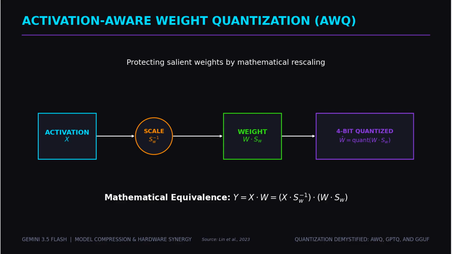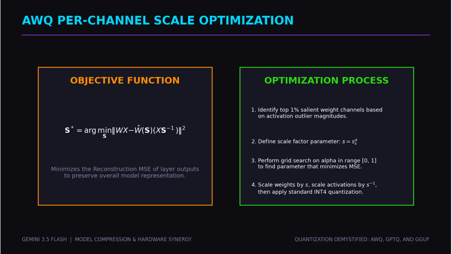Activation-aware weight quantization, or AWQ, solves the outlier problem elegantly. Instead of quantizing outliers and normal weights uniformly, AWQ recognizes that only a tiny fraction of weights, about 1%, are highly sensitive to activation magnitude. To protect these critical weights, we scale them up by a factor, s, before quantization, and scale down the activations correspondingly to maintain mathematical equivalence.